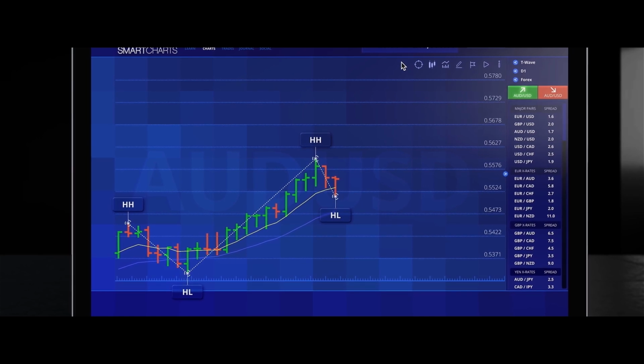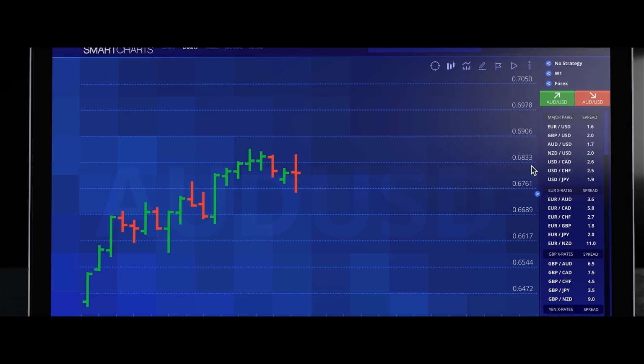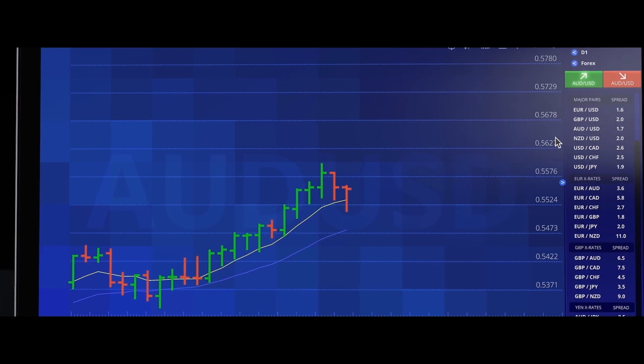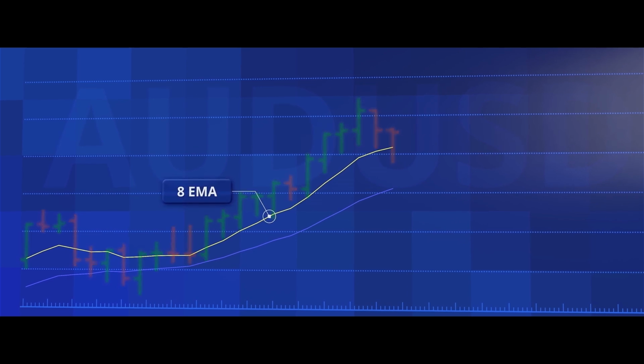Ideally, we would also like to see this cycle formation form within a higher high and higher low of the time frame above by using multiple time frame analysis. Whilst this part of the analysis is done at your own discretion, Smart Charts identifies the following conditions. For a long setup, the strategy requires the 8-period moving average to be above the 20-period moving average as further confirmation of a bullish trend.